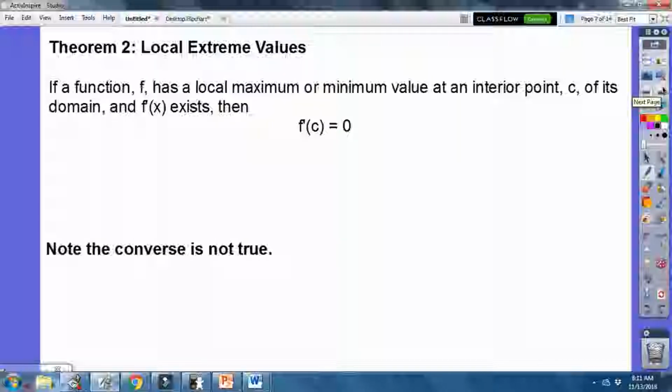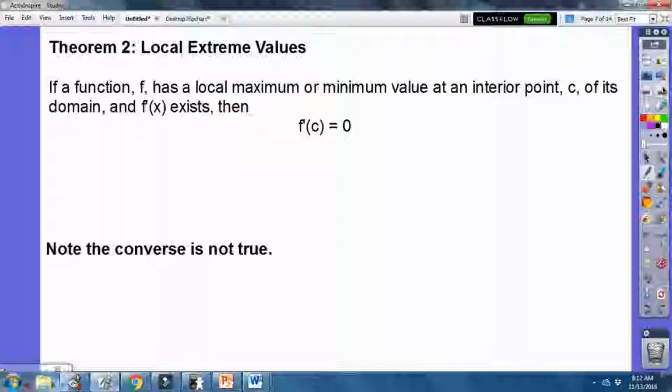So now we're going to look at theorem 2. We have a lot of theorems here. The reason why I have so many theorems is because we need these definitions and these theorems to march forward with our actual calculus. We can't justify our math until we show that everything is in its proper place.